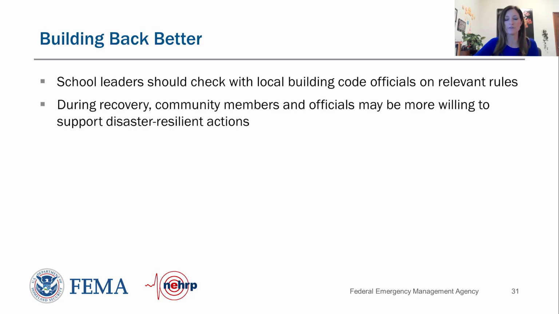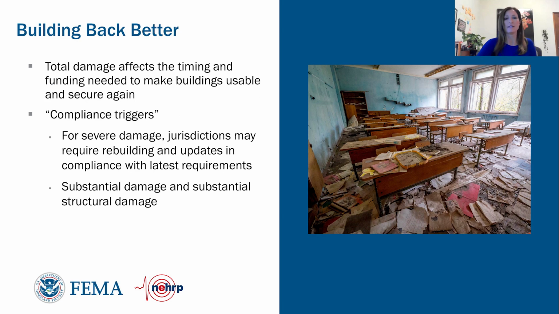Also, during recovery, we know that community members as well as officials may be more willing to support these disaster resilient actions to build back better. Having those relationships in place before the disaster can really help with mobilizing those networks after a disaster to make the quick decisions that need to be made in a recovery, but also decisions that can have enduring consequences in terms of long-term disaster risk reduction and sustainability. In terms of building back better, the total damage to the school building or across the district affects the timing and funding needed to make buildings usable and secure again.